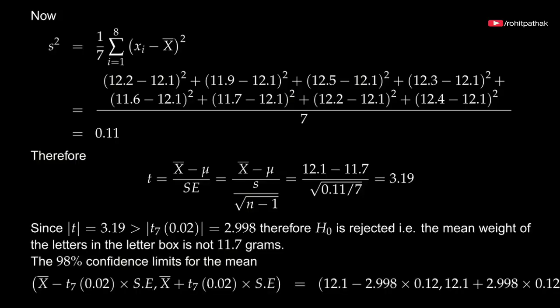If it is not 11.7 gram, then what should it be? For this purpose, we find 98% confidence limits using the formula. Using this formula, if we find the interval, then we find that the mean weight of the letters in the letter box is 11.74 to 12.46. So the mean weight of the letters in the letter box must be from 11.74 to 12.46 grams. This is the confidence interval.